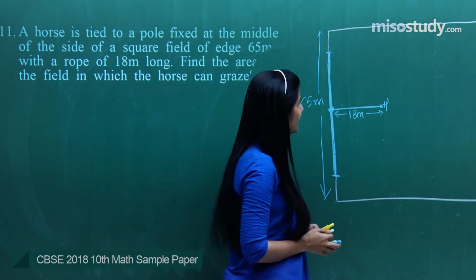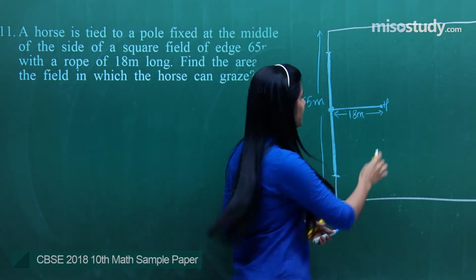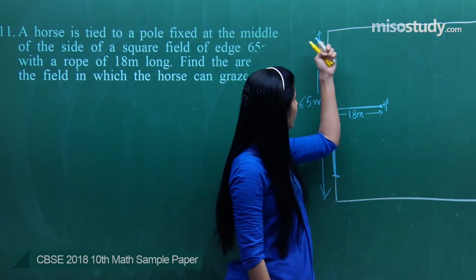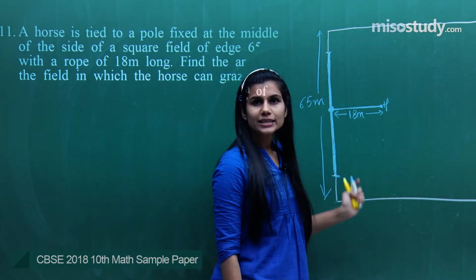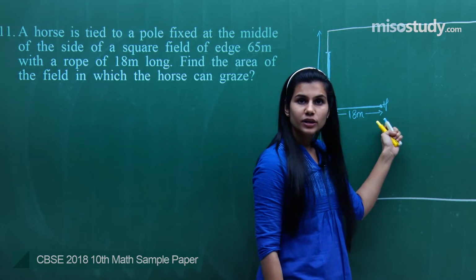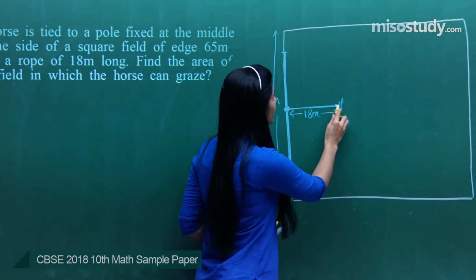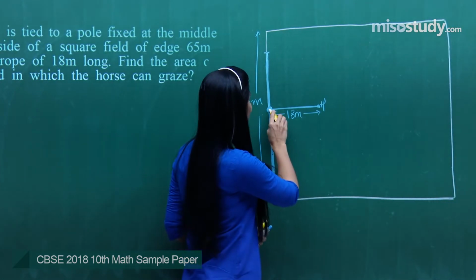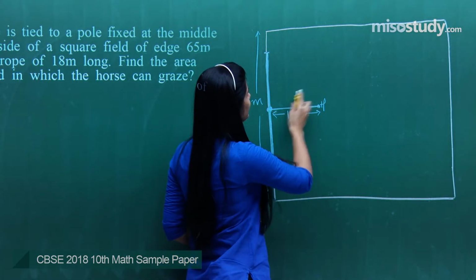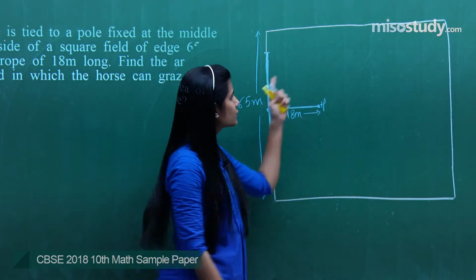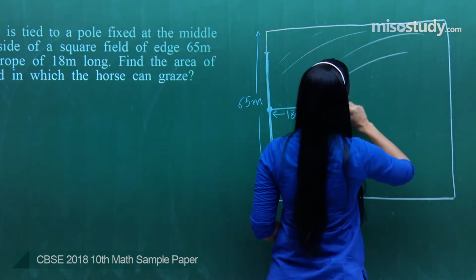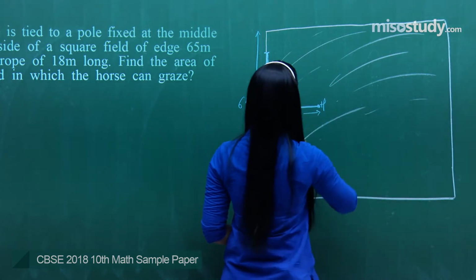Okay? Now, understand carefully. This is my horse. This is the rope which is tying my horse to the pole fixed at one of the sides of the square field. Okay? Now, understand carefully. This over here, this is my horse and it is tied to the pole. This horse can move and graze some area inside this square field. This is nothing but your square field. This completely is your square field.